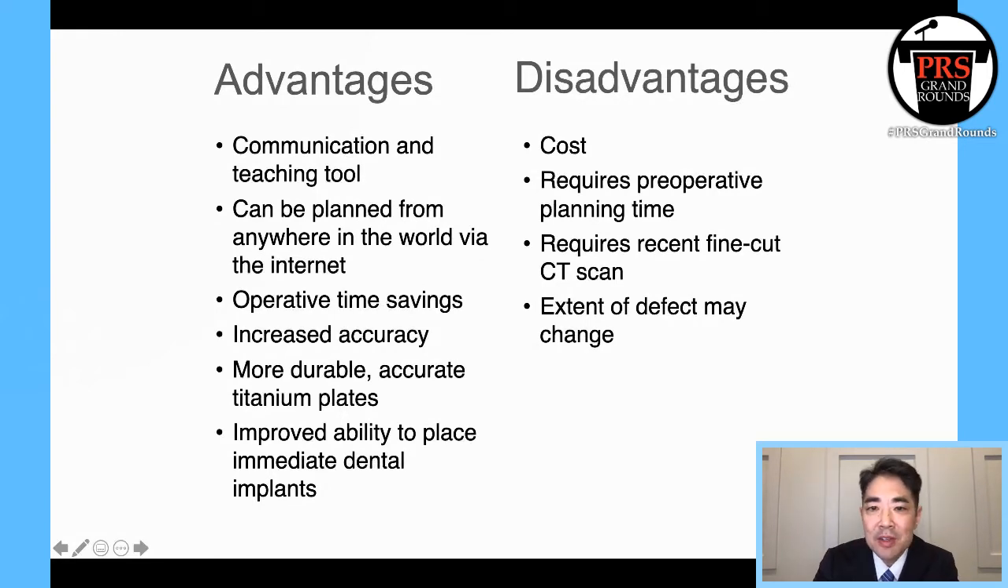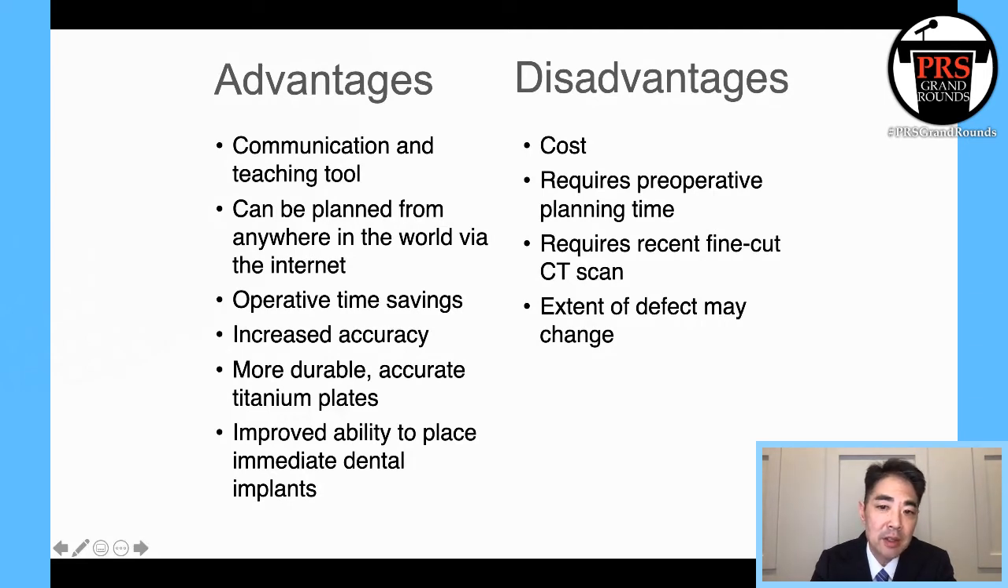The disadvantages are that the technology is certainly costly. It does require preoperative planning time. The software engineers that we work with nowadays are very facile and experienced with this technology and the software, and really most planning sessions last about 15-20 minutes with me. But it does require a recent fine cut CT scan. We want the most up-to-date imagery so that we can get the most accurate reconstruction.